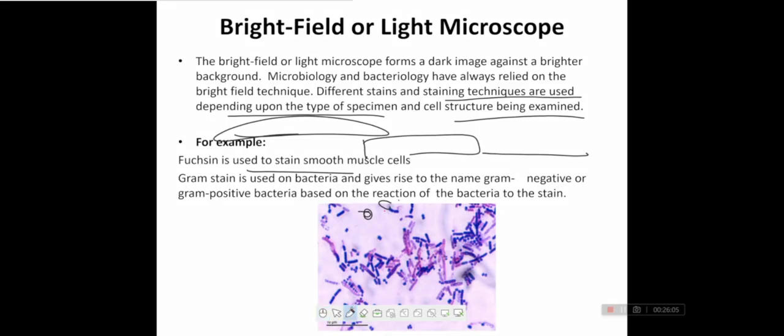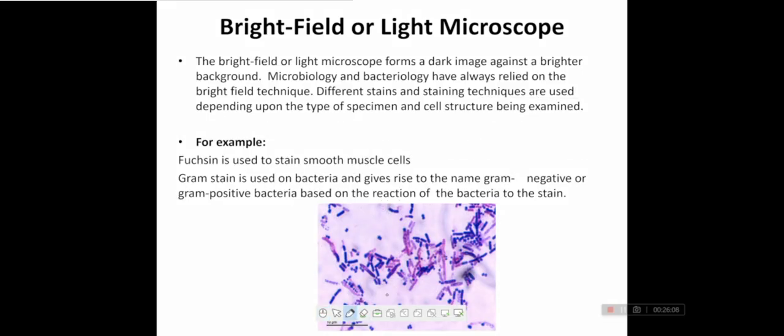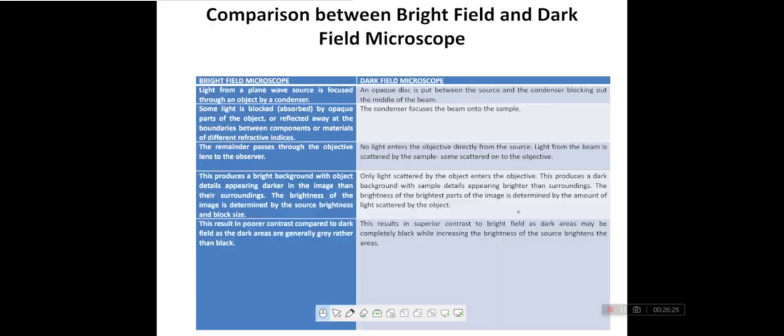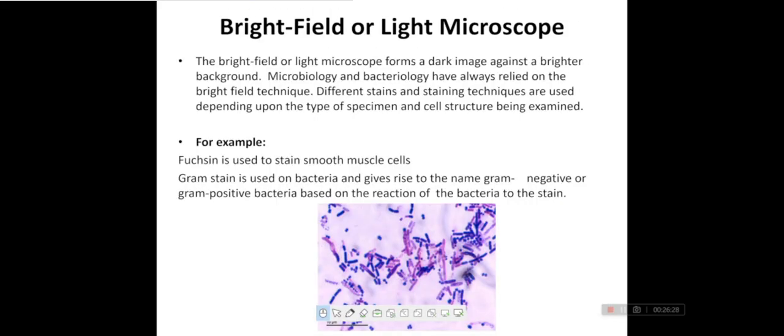Now next is bright field or light microscopy. From the name it is clear. In dark field, what happens? The background will be dark and the object will be light. Here, in bright field microscopy, the background will be bright and the object will be dark. Opposite of dark field microscopy.